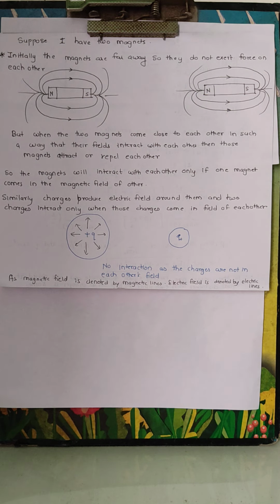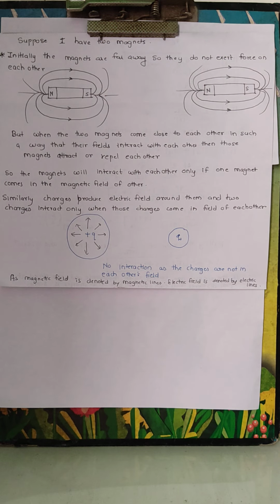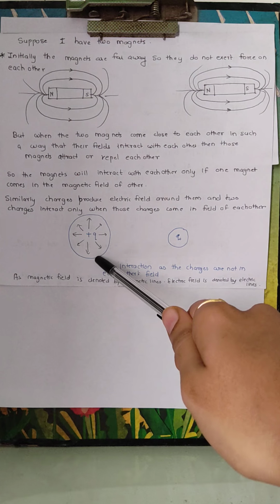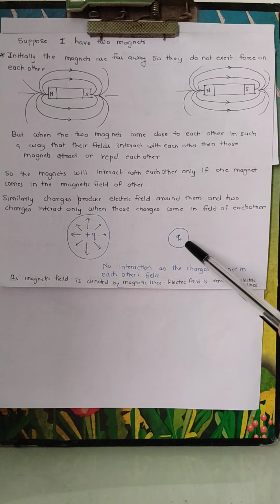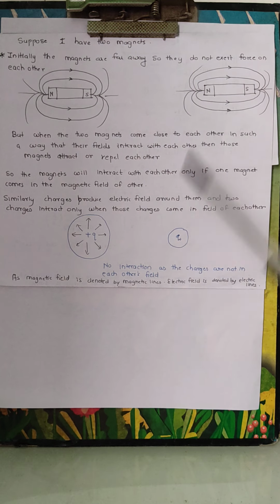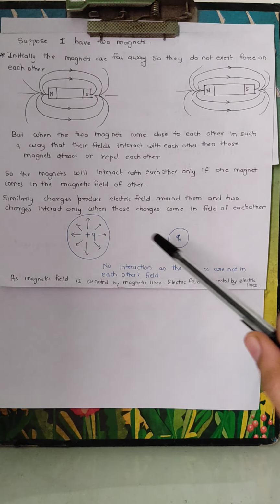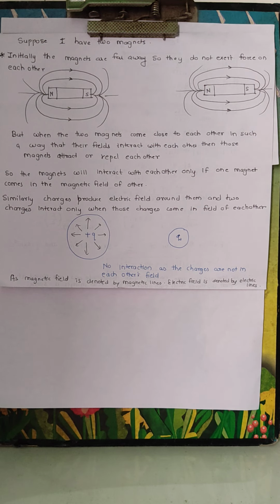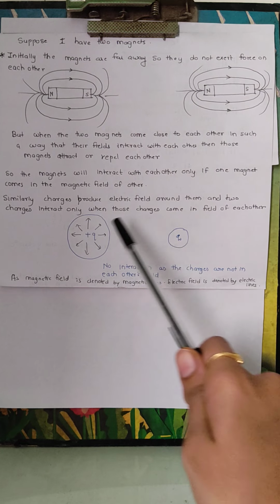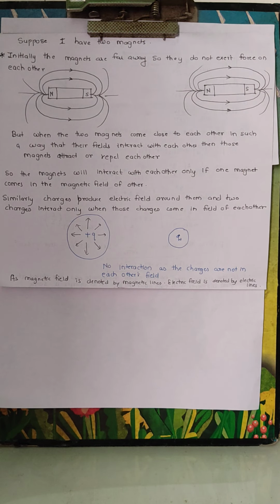Similarly, we can consider two charges. Every magnet produces a magnetic field around it, and every charge is going to produce an electric field around it. Suppose I take two charges, plus Q and Q0. This is the field generated by Q around itself, and this is the small field generated by Q0 around itself. These charges are sufficiently far away that their fields are not interacting, so they will exert a very negligible force on each other. If the charges are not in the field of each other, they will not exert force on each other.